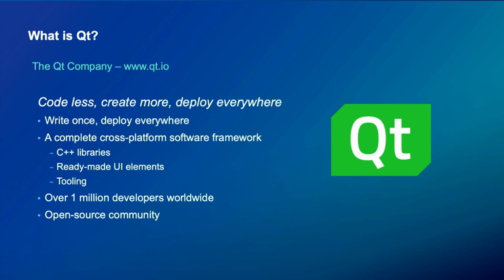So what is Qt? Qt's a cross-platform framework. It's written in C++ on the back end, and their mantra is code less, create more, deploy everywhere. The idea is that you write your application once and can deploy it to any device without having to make any code changes. It's a complete cross-platform software framework. They use, again, C++ on the back end, which means it can be compiled pretty much anywhere. They provide a lot of ready-made UI elements and also other tooling, so that you can work with an abstracted API and write your code against that instead of having to write platform-specific code.